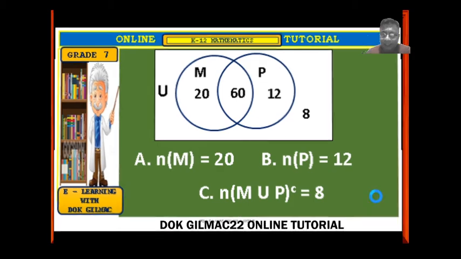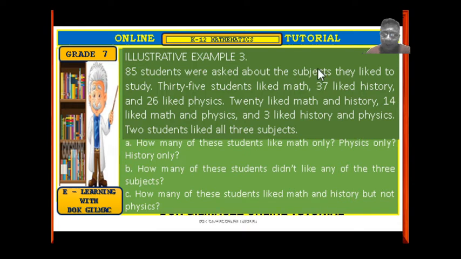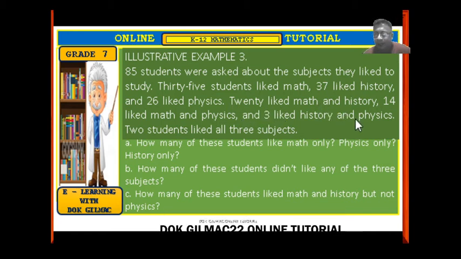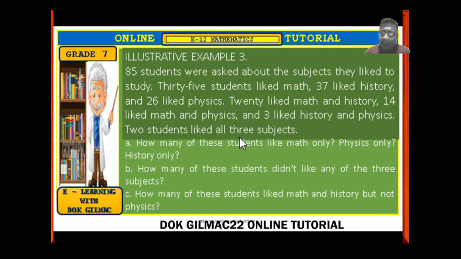problems involving sets. Now let's have number 3, illustrative example. 85 students were asked about the subjects they like to study. 35 students like math, 37 like history, 26 like physics, 20 like math and history, 14 like math and physics, 3 like history and physics, 2 students like all the 3 subjects.